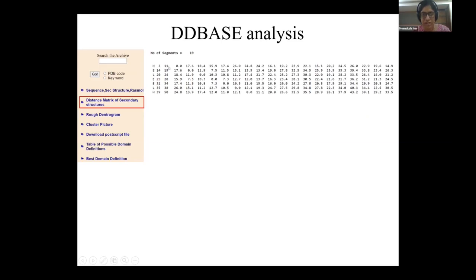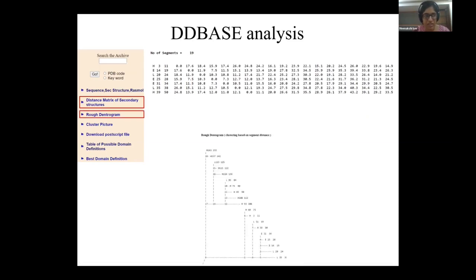So here H is for the helix, E is for an extended beta strand, which is between 14 to 19 residues, and then there is a loop of between 20 to 24 residues. The next result that we get is a rough dendrogram, which has been calculated using this distance matrix. This shows which set of secondary structures are closely related to each other based on the distance calculations.